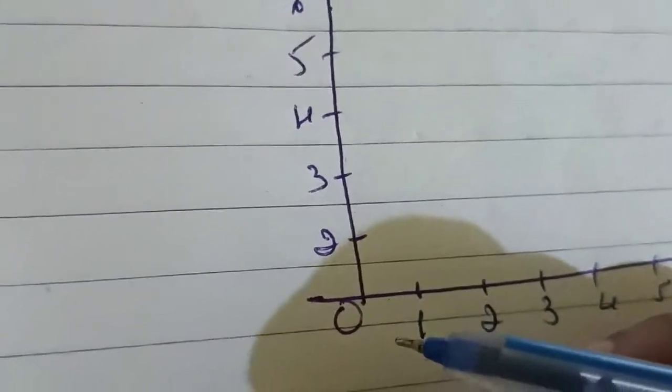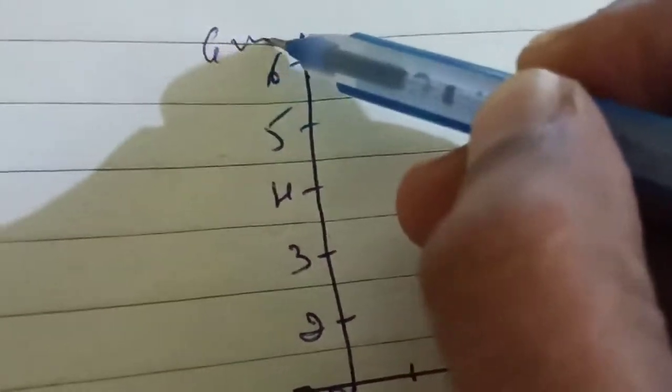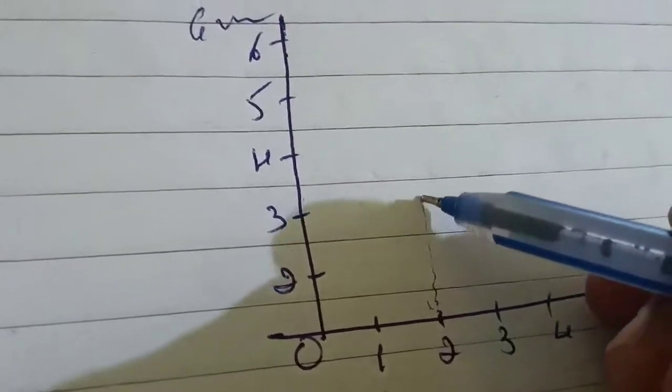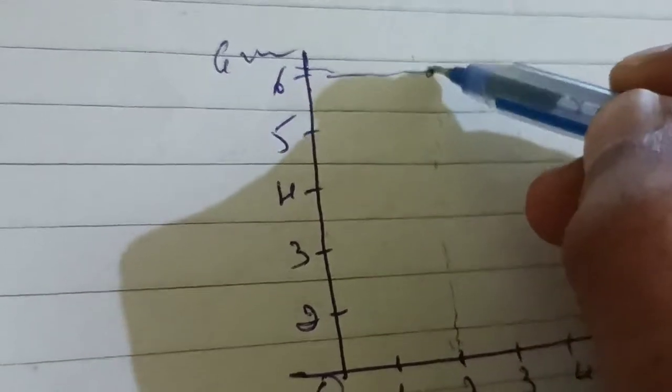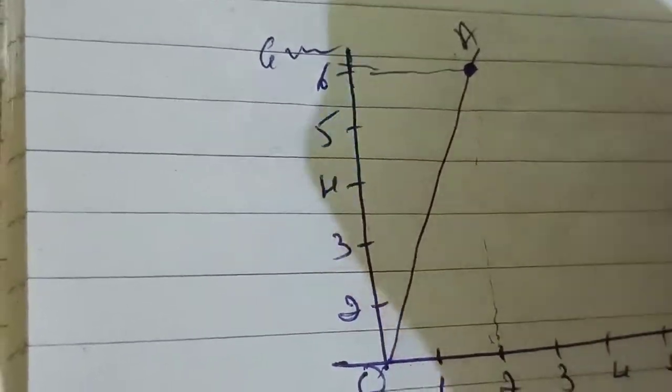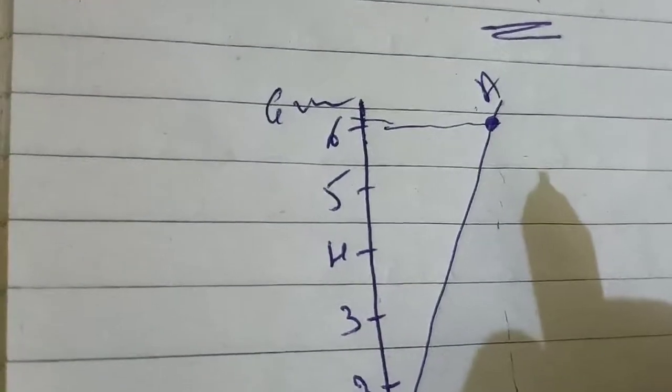Okay, now what happens? There is a moving body. It covers a distance of 6 meters within 2 seconds. So if you see, the 2 seconds is here. Now if you plot, you get a point here, isn't it? Now what happened? The body has moved to the point A. It covers the 6 meter distance.